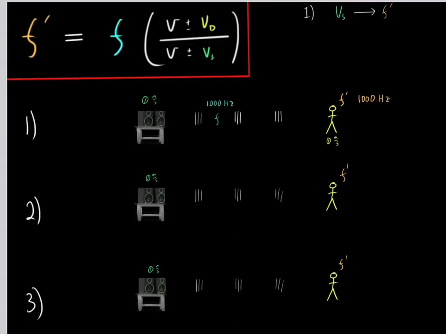So now let's imagine another example. Let's say we have this speaker that's not moving, it's stationary, so it has no velocity, and it's programmed to create sound at a frequency of 1,000 hertz. And now let's imagine this detector isn't moving, it has no velocity. So then it's going to hear this sound at a frequency of 1,000 hertz, which again makes sense. It's producing sound at 1,000 hertz, so this detector will hear sound at 1,000 hertz.